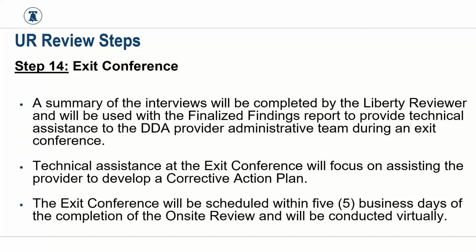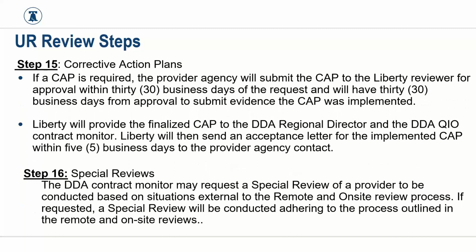Okay, we can go to the next one. All right, last steps in the process. I know it's a pretty lengthy process. So if a corrective action plan is required, then the provider agency would submit that corrective action plan to Liberty for approval within 30 business days after that exit conference. So we'll review it. Most likely, we've already helped you develop it, so we'll be turning around and approving that. If there's any back and forth, we'll do that.